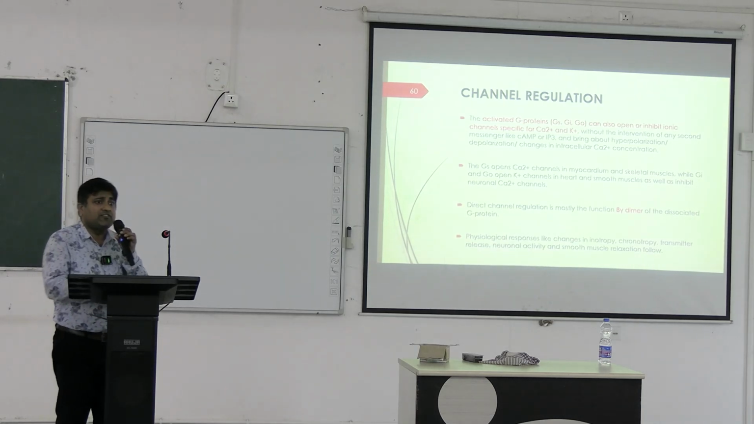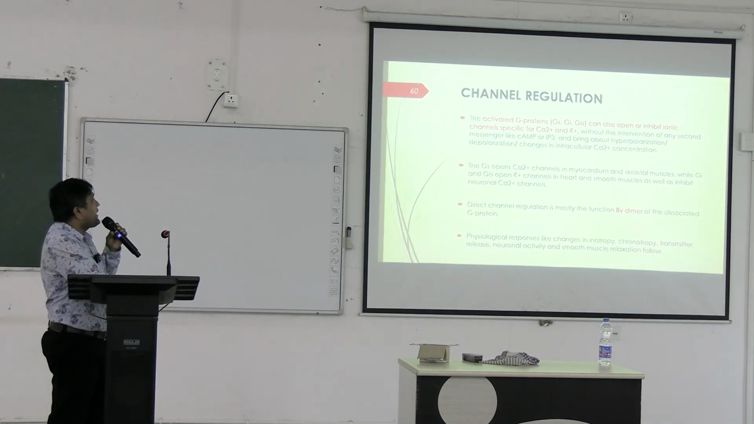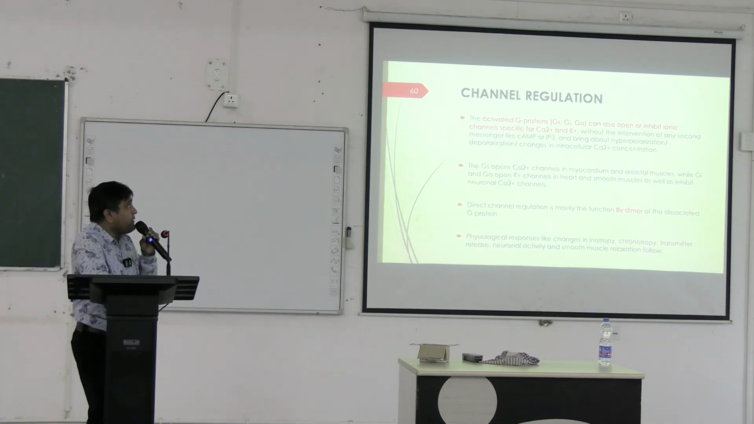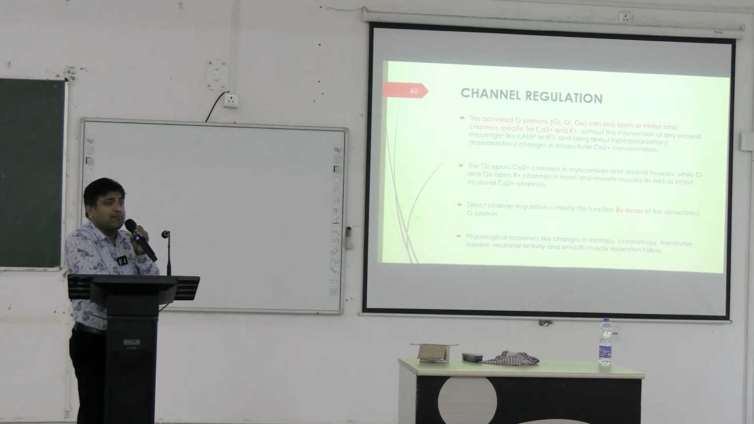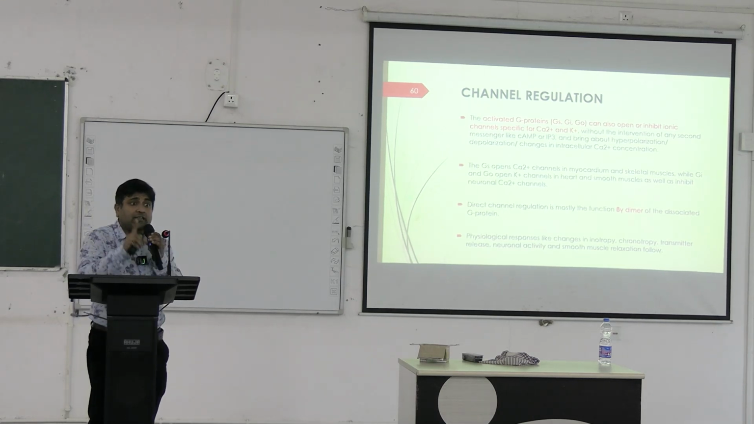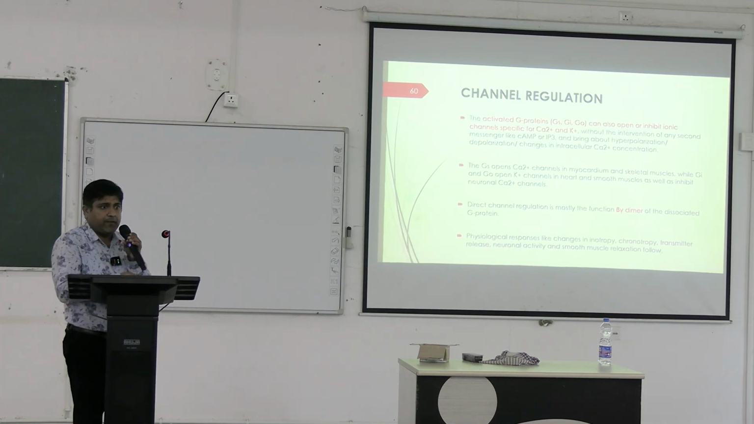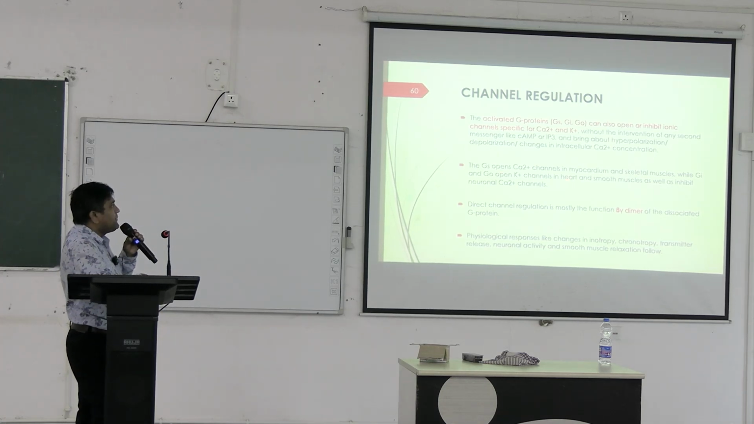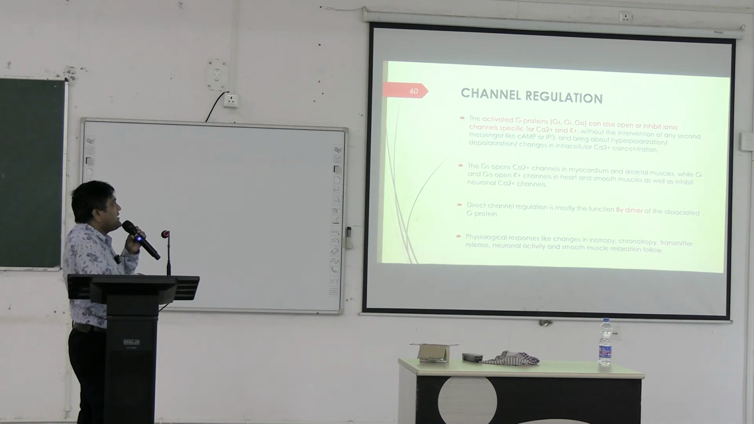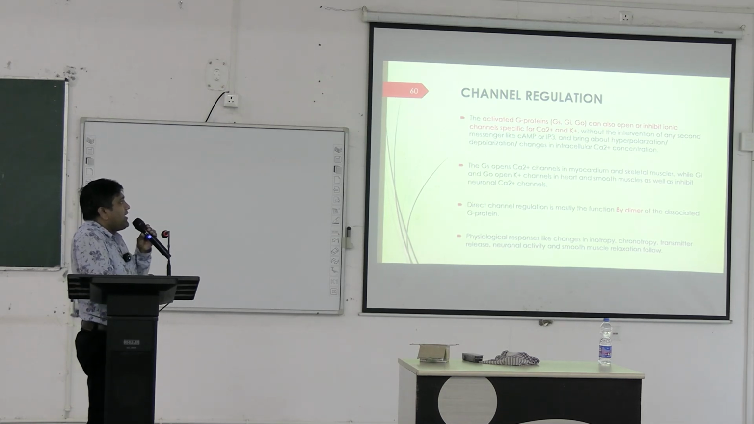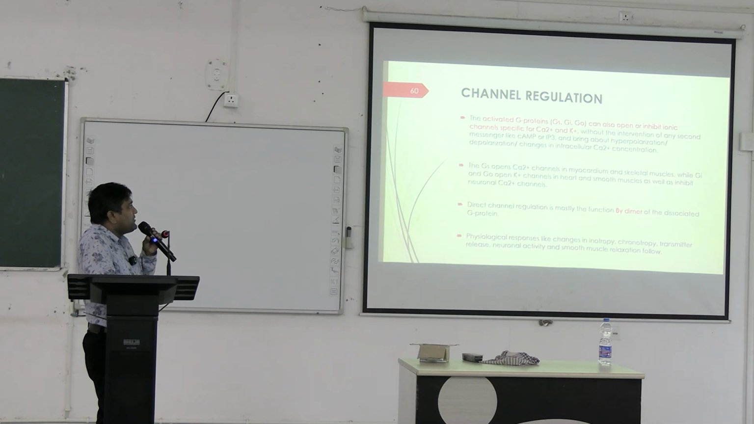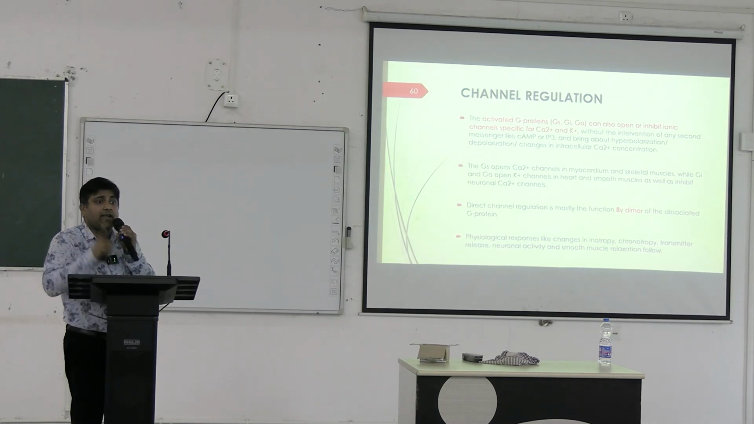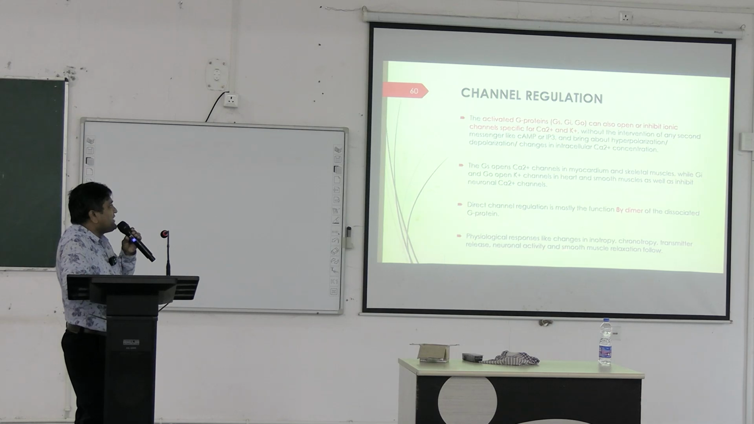The last topic is channel regulation by G protein coupled receptors. The activated G proteins Gs, Gi and Go can also open or inhibit ionic channels specific for calcium and potassium without the need of a second messenger like cyclic AMP. Gs opens calcium channels in myocardium and skeletal muscle. Gi and Go open potassium channels in heart and smooth muscles. Direct channel regulation is mostly the function of the beta gamma dimer. Physiological responses like changes in inotropy, chronotropy, transmitter release, neuronal activity and smooth muscle relaxation follow.